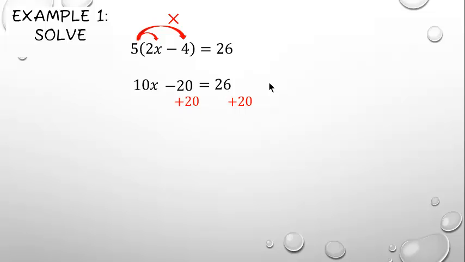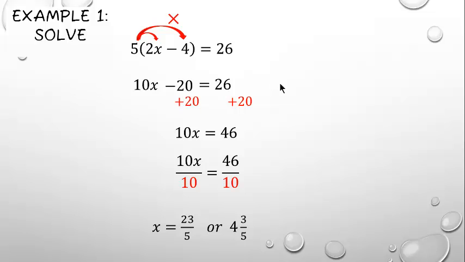So we have 10x. The 20s cancel out, equals 26 plus 20 is 46. So 10x equals 46. So 10 times x, the opposite of timesing is dividing. So we'll divide both sides by 10. So we have x equals 23 over 5, or 4 3/5. We could also write 4.6, but in algebra we don't usually use decimals. We tend to use fractions and improper fractions more than mixed numerals. Okay, so the solution of x equals 23 over 5.